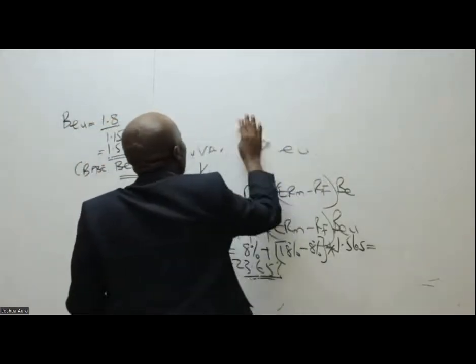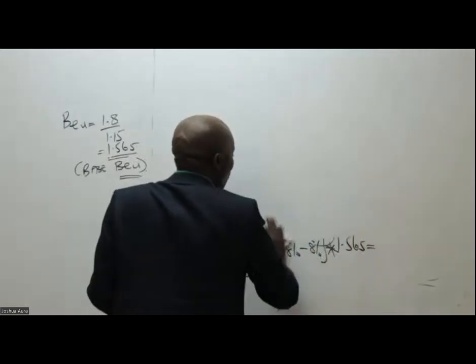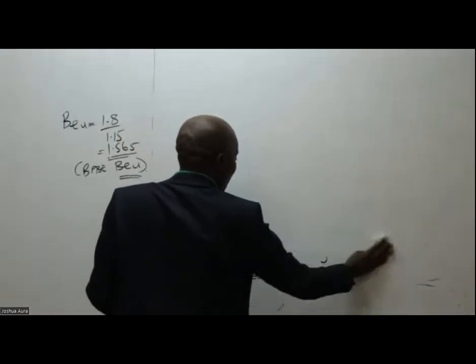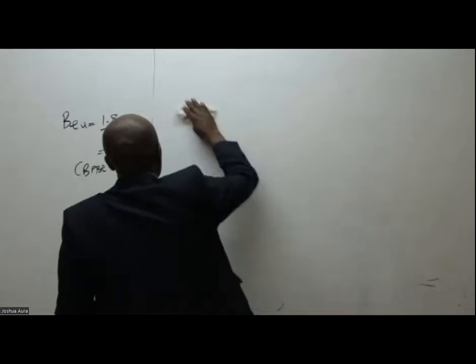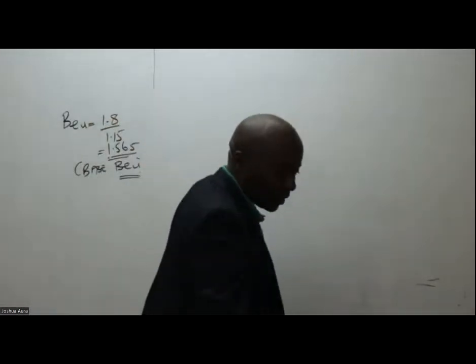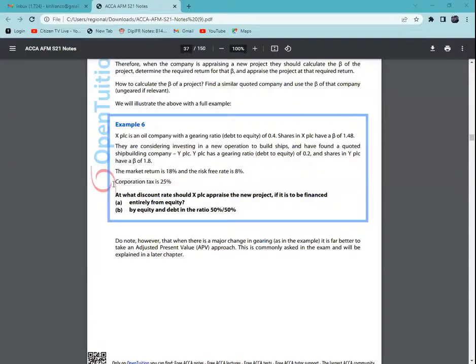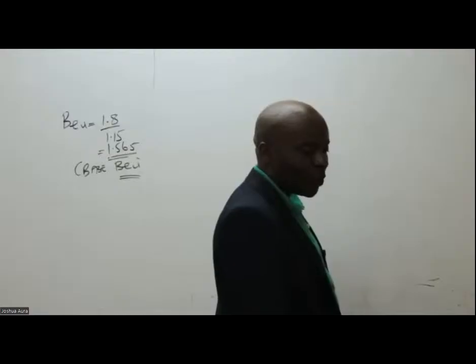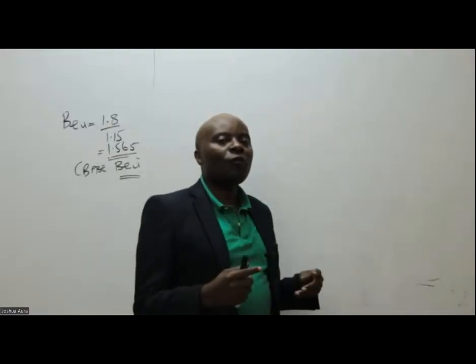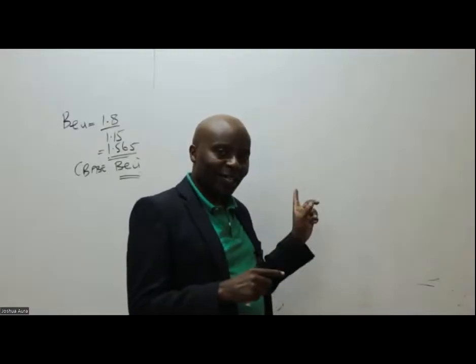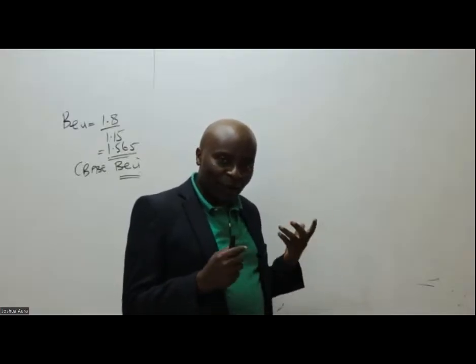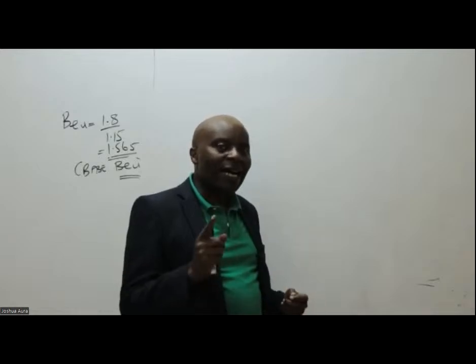Now, with your permission, I'll go straight away to number 2 of this question. I love it. Now we have some gearing. Now we have some debt coming in the equation. This time around, the financing is through equity and debt in the ratio of 50 to 50. No worries at all. Now it means that we must convert the BEU that we got there into BEL, because the firm we are dealing with has debt.